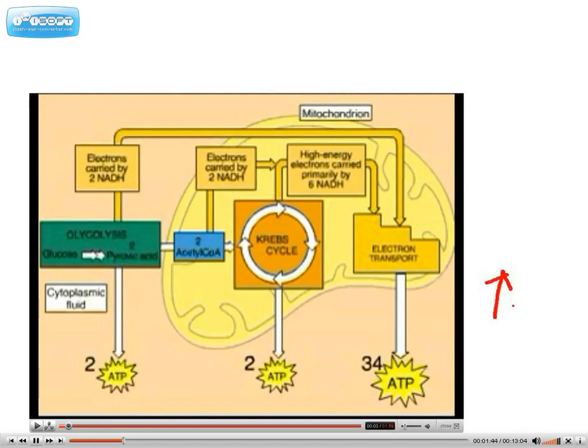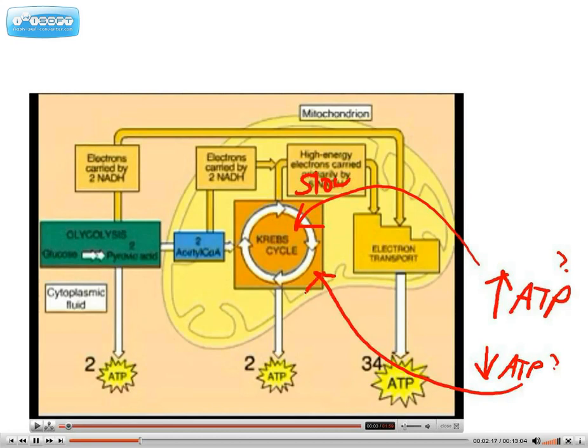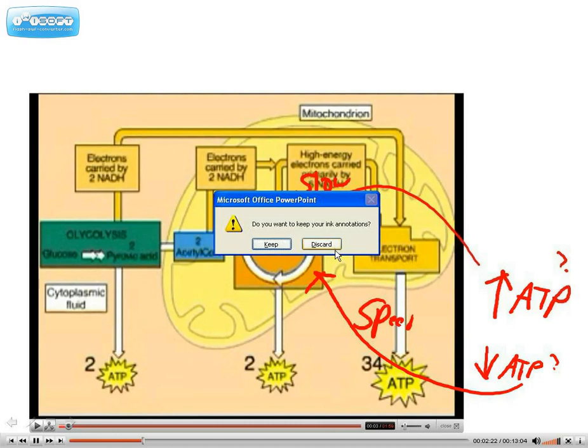So what happens if we're in a scenario where we already have all the ATP that we want? Well, in that case, there's no reason to make more. And again, the body doesn't want to be wasteful. So if we already have a whole bunch of ATP, then we're going to slow down the Krebs cycle. On the other hand, what happens if we have very low ATP? Then we're going to need to speed up the Krebs cycle.